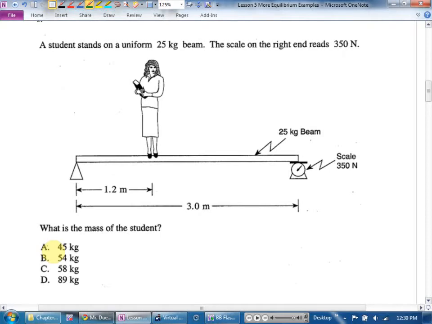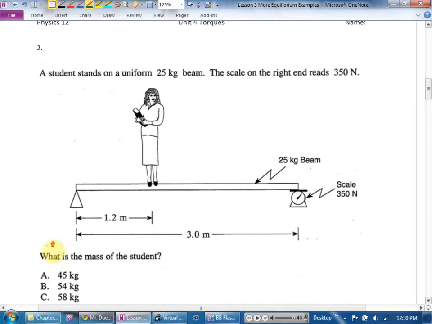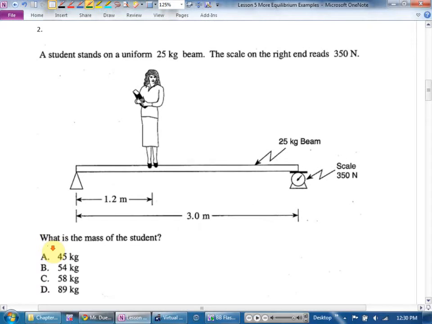Example two. A beam question, but with a twist. This time, they want you to find the mass of the student. Instead of giving you all the masses and saying, find the torque or find the force or find the tension, here, find the mass.